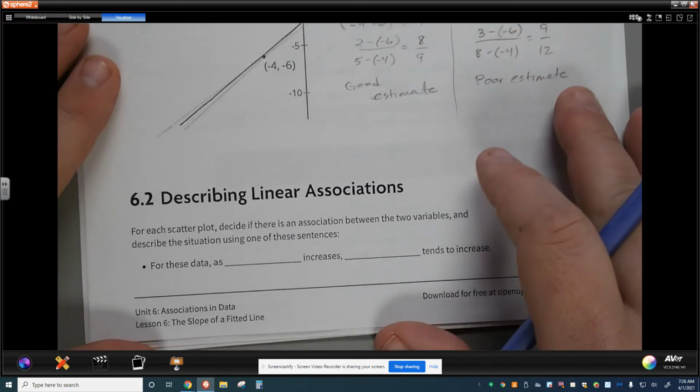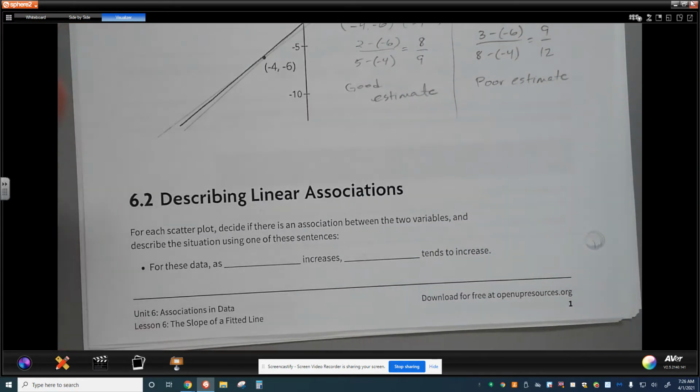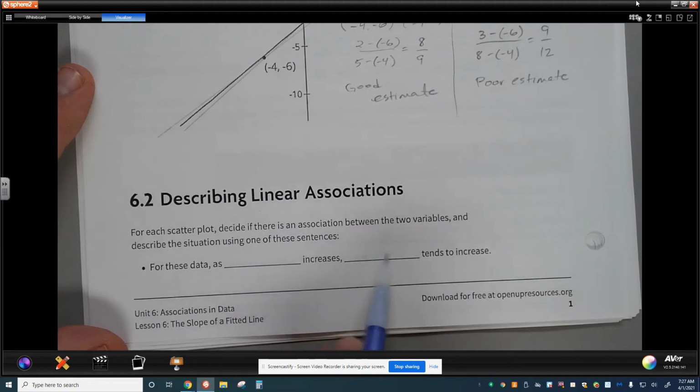For the next setup, what we're doing is we're going to look at each scatter plot and decide if there's an association between the two variables and describe the situation using one of these sentences. So we have 3 sentence starters. We're going to look at one that says, for these data, as blank increases, blank tends to increase.